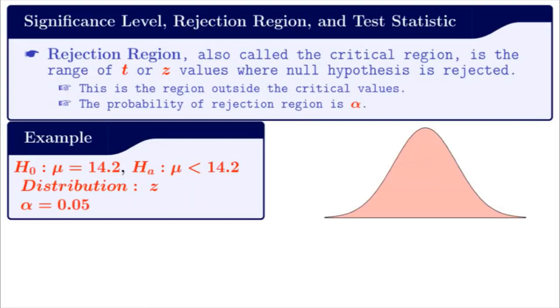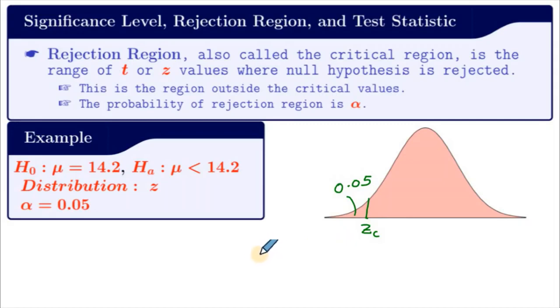Here, let's look at this example. In this case, we are given null hypothesis mean equals to 14.2 and alternate hypothesis mean is less than 14.2. The distribution is the standard normal distribution Z and significance level alpha equals to 0.05. Here we are looking at the Z value such that area at the lower tail is 0.05. And we are looking at the lower tail because the alternate hypothesis says less than.